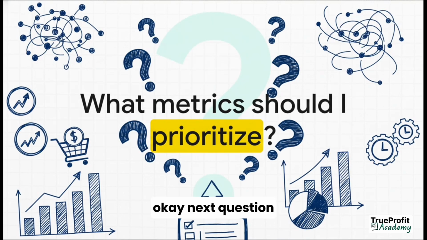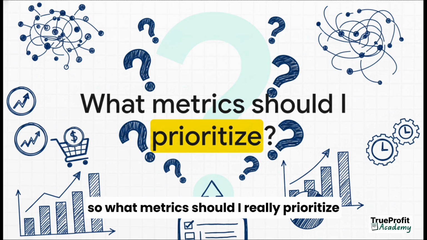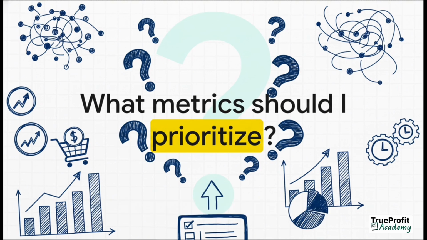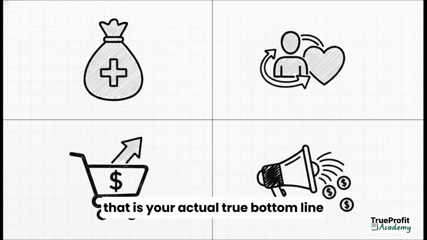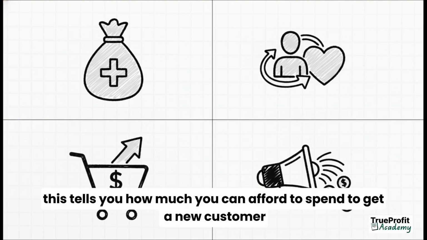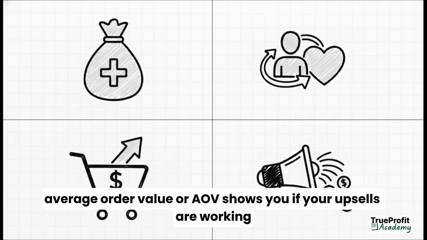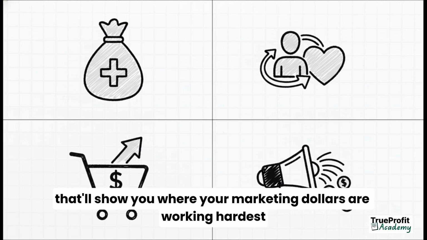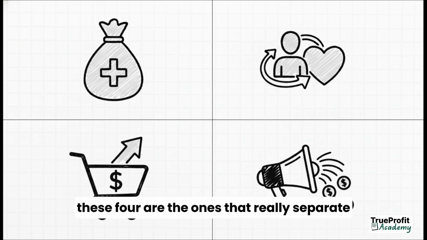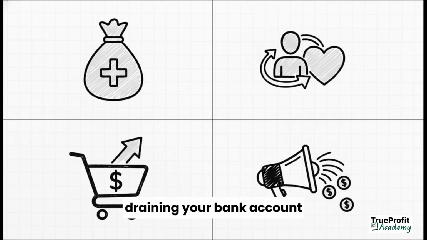Okay, next question. There is so much data out there, it is so easy to get overwhelmed. So what metrics should I really prioritize? You really can't go wrong starting with these four. First, net profit. That is your actual true bottom line. Then, customer lifetime value, or CLV. This tells you how much you can afford to spend to get a new customer. Average order value, or AOV, shows you if your upsells are working. And finally, return on ad spend, ROAS. That'll show you where your marketing dollars are working hardest. These four are the ones that really separate what's making you money from what's just draining your bank account.